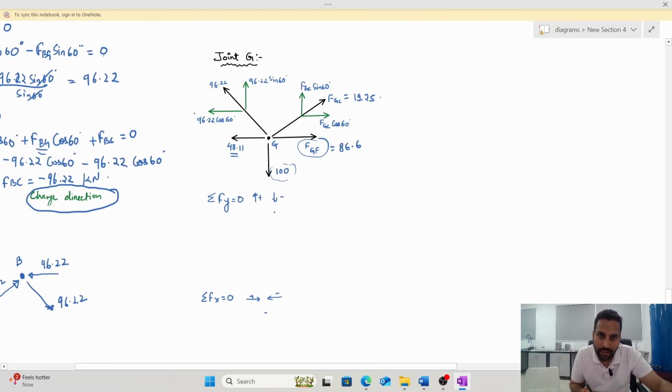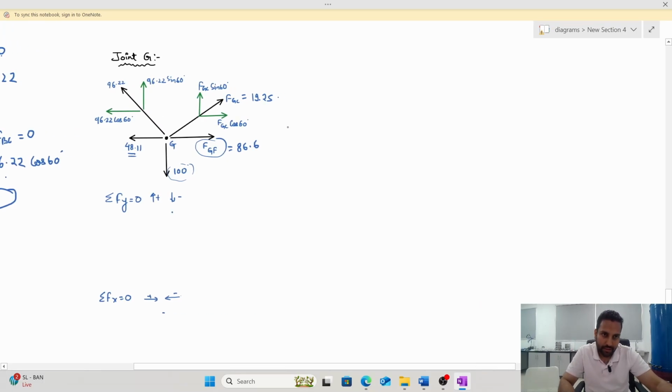You can feel free to pause here, draw this joint B, put these values and see whether my diagram matches your diagram. You should always pause and try to solve by yourself and then see whether it matches your values or your free body diagram. Now once you do this, you just need to do summation of forces in y direction equals 0.